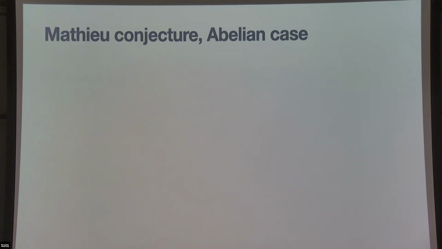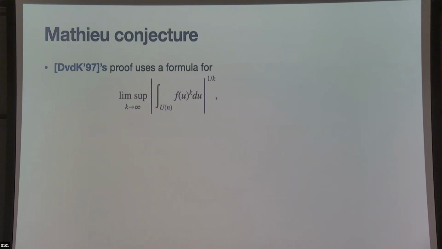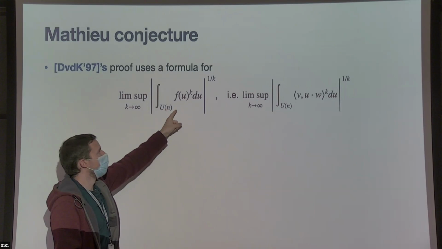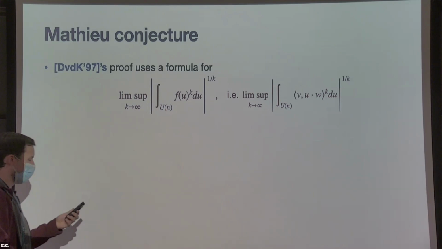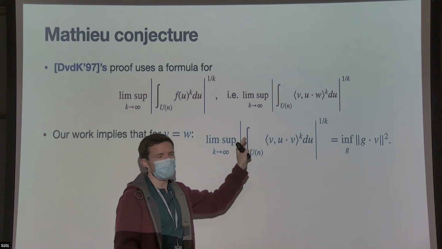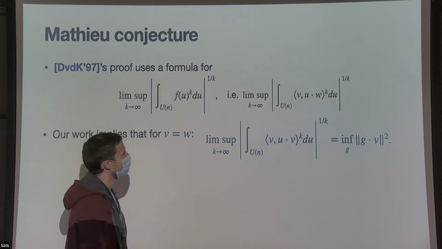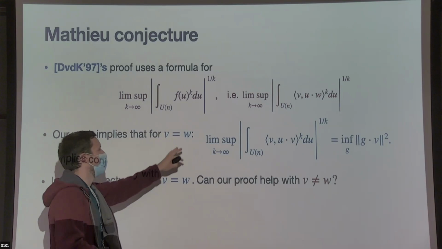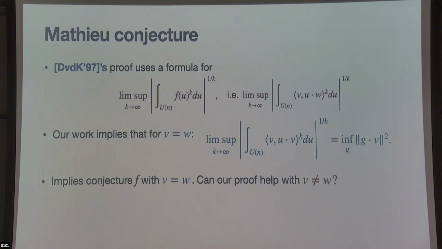So maybe before going through this example, I will talk about how we've seen it. If you just plug in the definition of k-finite, you get this integral, which looks a lot like the average that we saw. Because by computing this expectation of random invariants, we actually computed this limit of this average over the unitary group. The only difference between the Mathieu conjecture and what we did is that there v is equal to w, but the question is whether our proof can help with v not equal to w.